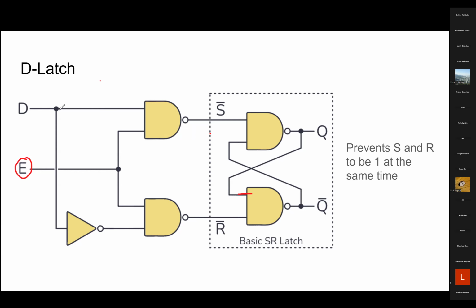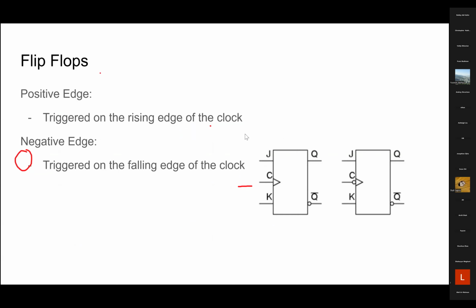Putting some value into D. So either we put 1 or 0, and it will set or reset. So that's the purpose of a D latch. It's just to make sure that the forbidden state doesn't happen. Then afterwards, let's go to flip-flops.